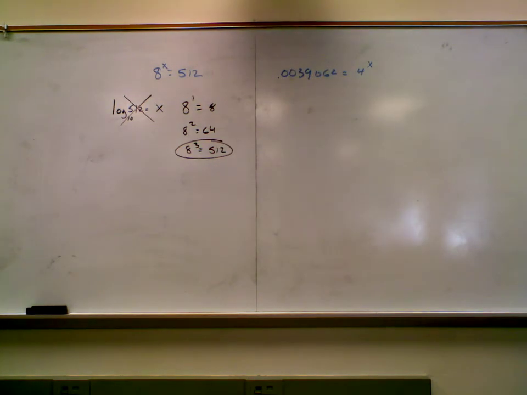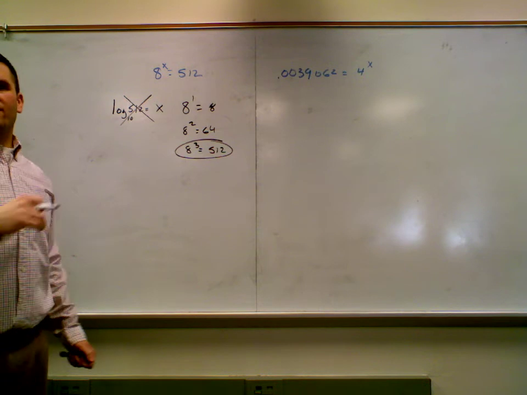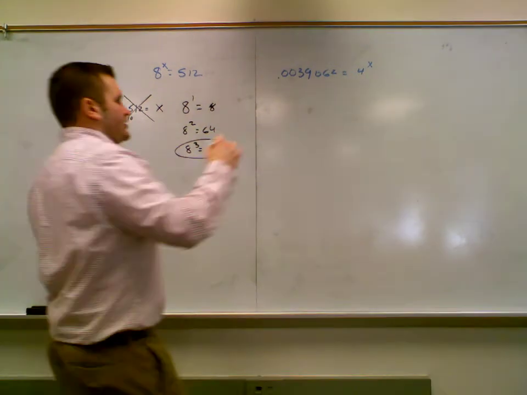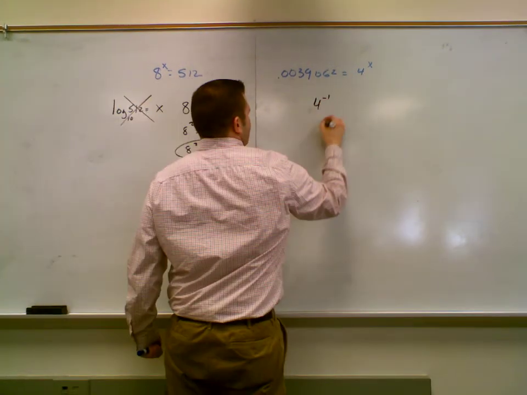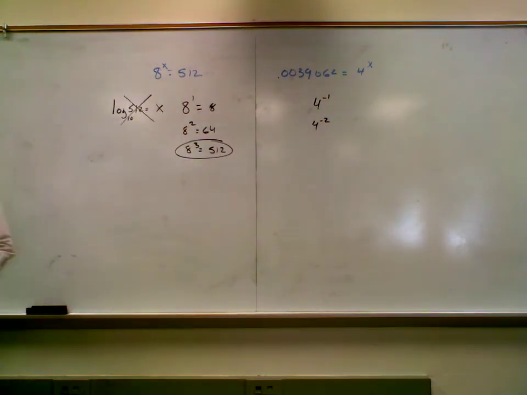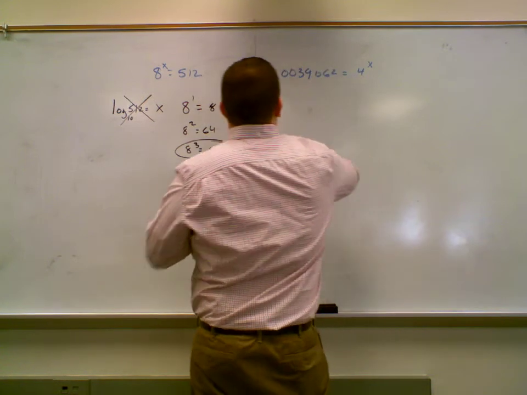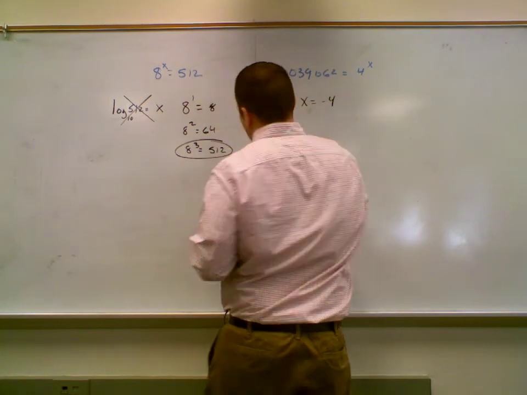What about the other one? Should we use positive or negative numbers? Negative, because we're less than 4, right? Yes. So it's like 4 to the negative 1, 4 to the negative 2. That's good. It's 4 to the negative 4. Wow, okay, you're so smart. So 4 to the negative 4 equals that. So x equals negative 4.